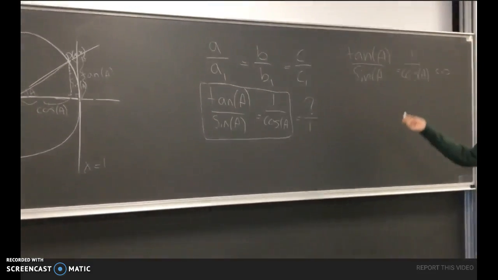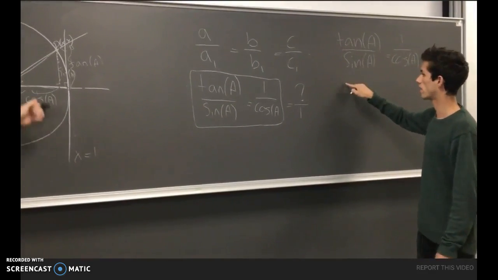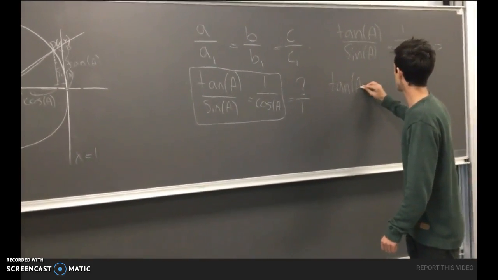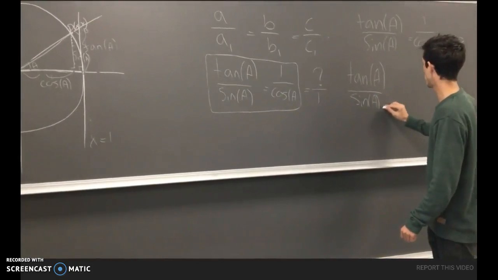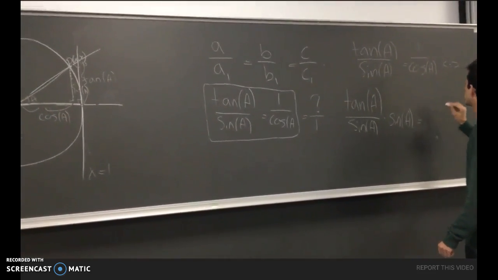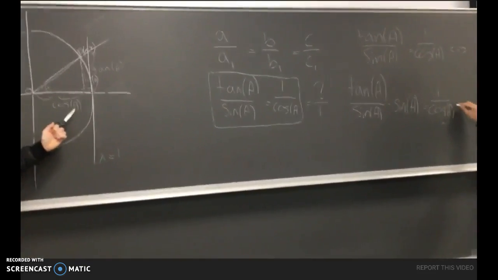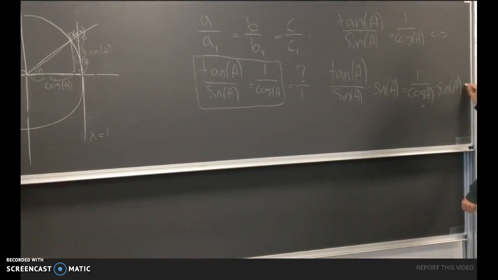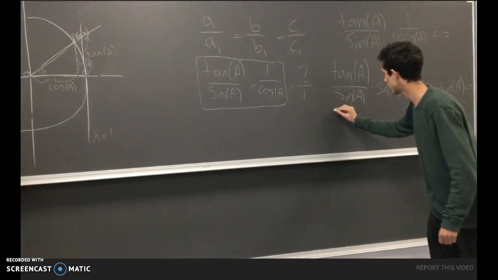Now, since we're trying to find out what the tangent is, we have to isolate it, and we do that by multiplying with sine on both sides of the equation. So we have tangent of A over sine of A times sine of A equals 1 over cosine of A times sine of A. And when we do this, then we see that these two just cancel out, so we get tangent of A.